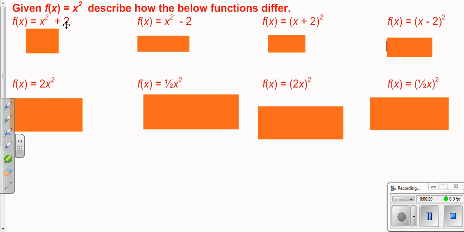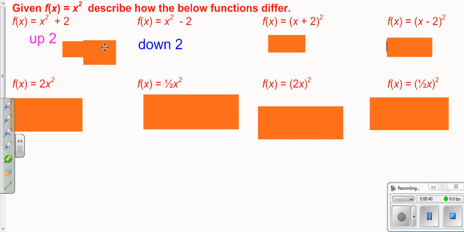If I put a plus 2 after that, all that's going to do is just move my graph 2 units up. If I have a minus 2 after the squared, that's going to just move my original graph 2 units down. However, if I have a plus 2 hanging out with the x on the inside here, before I do the squaring, since it's hanging out with the x, it's going to move it in the x direction, which is left and right.